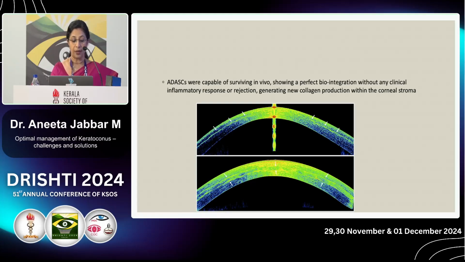This is the example they are showing, this anterior ASOCT picture. Can you appreciate this? This is a hyperreflective line in which the stem cells are in the lamellar pocket and stromal regeneration is happening. After 12 months, or 1 year of follow-up, you can see the stroma has thickened and this line has also broadened. So it has nicely biointegrated into the stromal tissue.